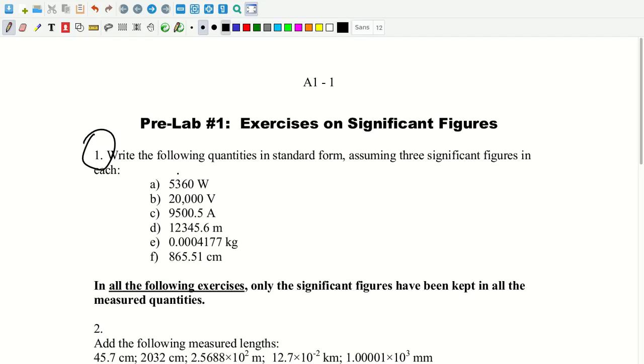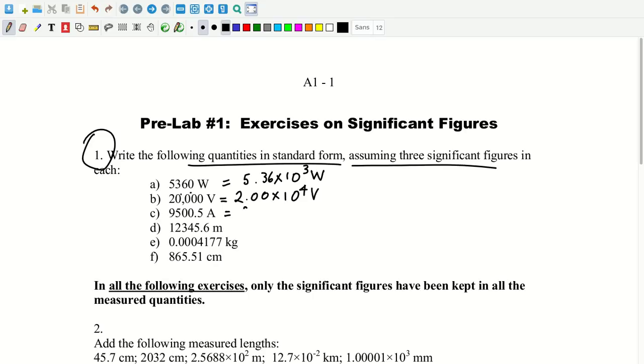Okay, so you want to write these in standard form, which is scientific notation, assuming 3 significant figures. So this one, 3 significant figures would be 5, 3, and 6. It'll be 5.36 times 10 to the 3 watts. That's the first answer. Second one, assuming 3 significant digits, I have to add 2 zeros, so it'll be 2.00 times 10 to the 4 volts.